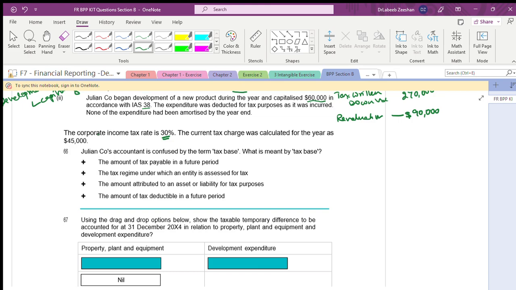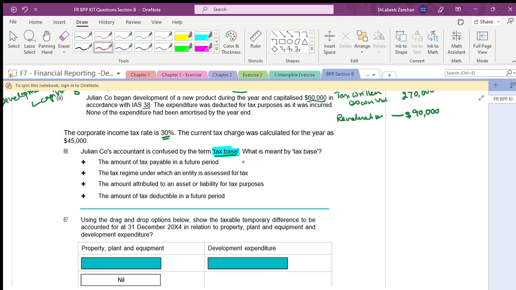Julian, the accountant, is confused with the term tax base. See, they are asking you a basic fundamental question. What do you mean by tax base? What is the tax base? Tax base is nothing but the amount of the asset, property, plant and equipment, income. Here, what happened? The amount of tax payable.